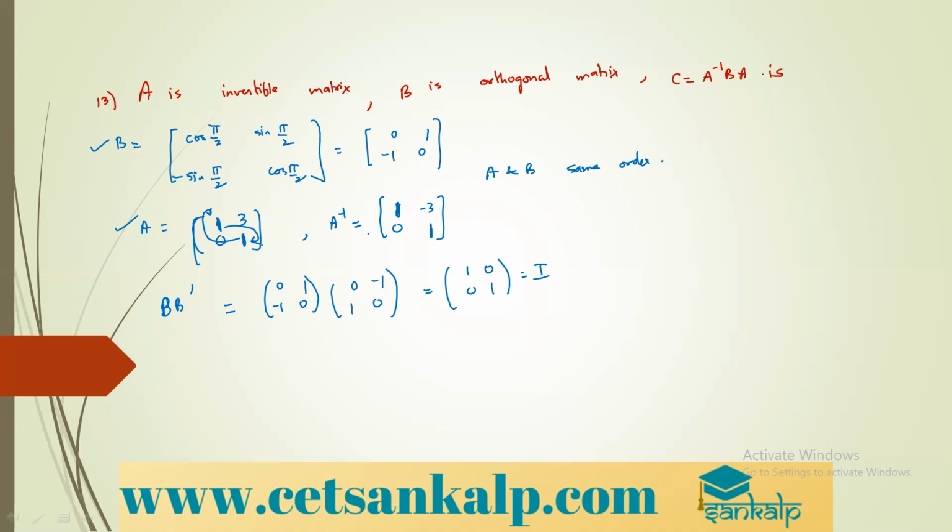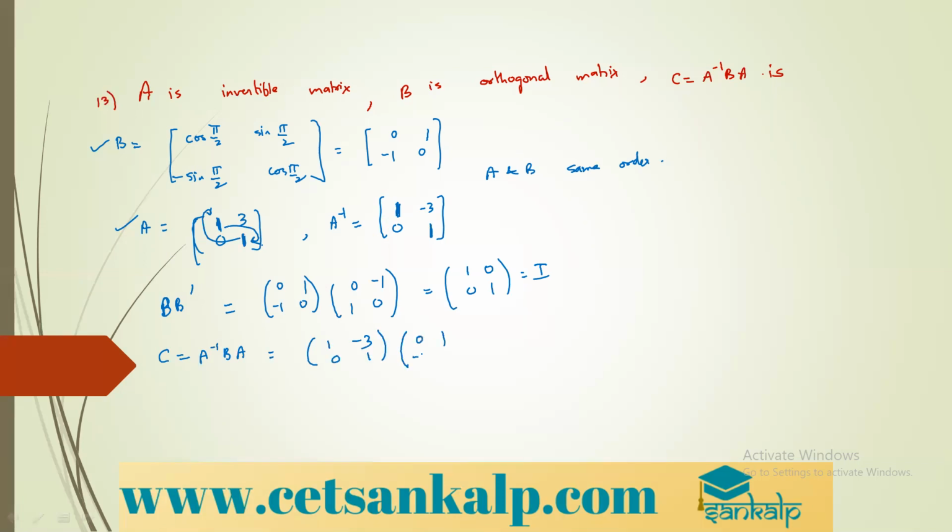Okay, now we have taken A, an invertible matrix, and B, an orthogonal matrix. So we will take C, which is A inverse BA. That means A inverse is 1, minus 3, 0, 1.